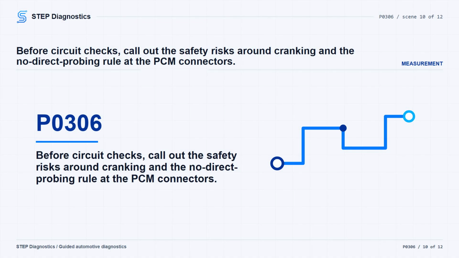For the no-spark path, keep safety in mind around a running or cranking engine. Stay out of line with the fan, keep hands away from pulleys, belts, and the fan, and avoid loose clothing. Start at the ignition coil feed. With the ignition off, disconnect the ignition coil connector.